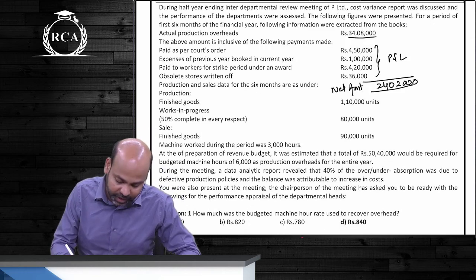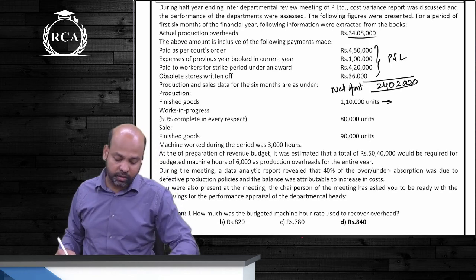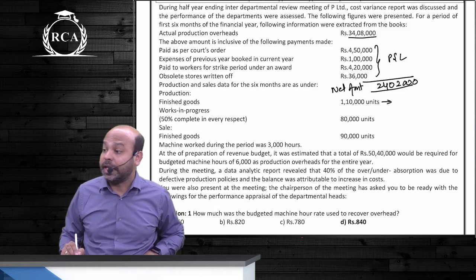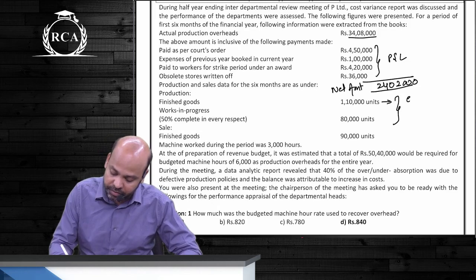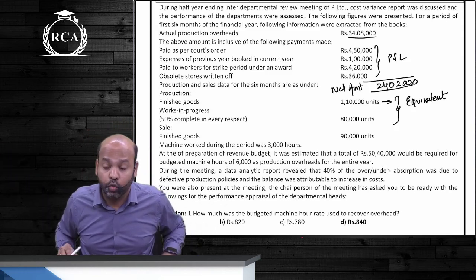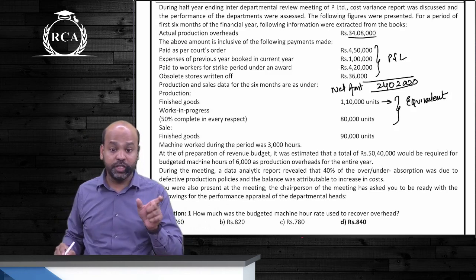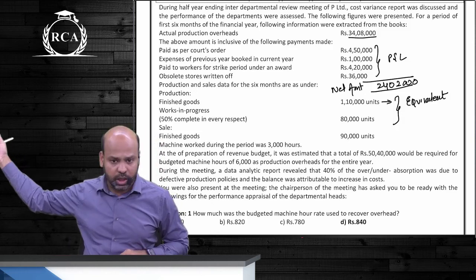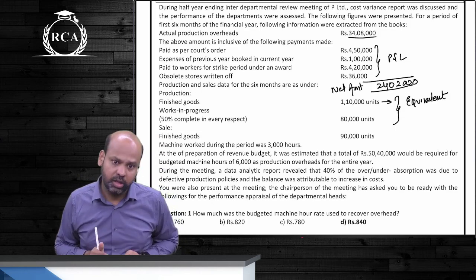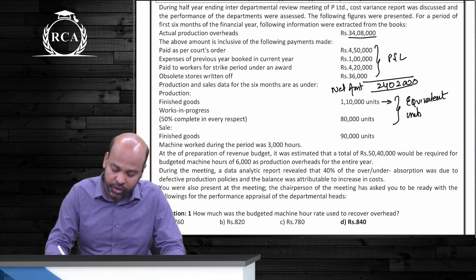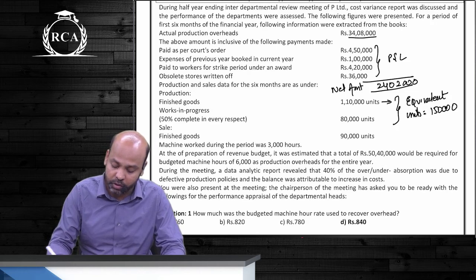Production of finished goods is 1,10,000 units, and work in progress is 80,000 units, 50% complete in every respect. Equivalent units will be 1,50,000. It is out of 1,10,000 only that you are selling 90,000. That means you have a closing stock of 20,000 units. How, sir? Out of 1,10,000 manufactured, how much did we sell? So you will still have a closing stock of 20,000 units. So your equivalent units here will be 1,50,000. Any doubt, guys?